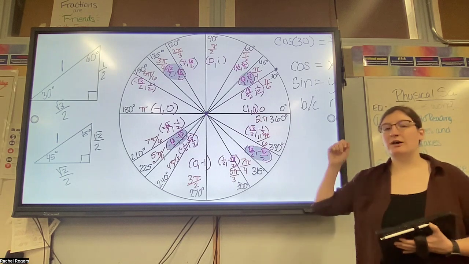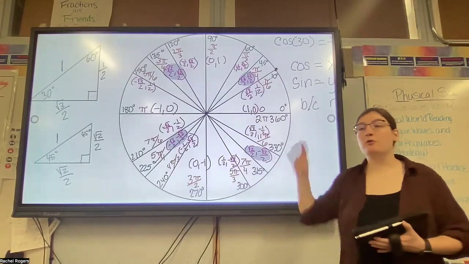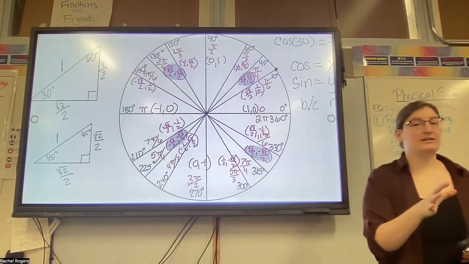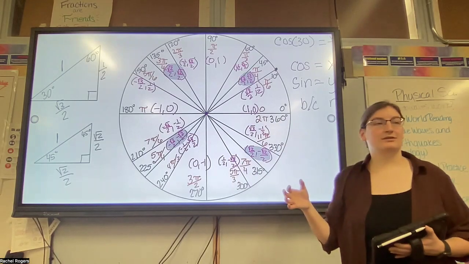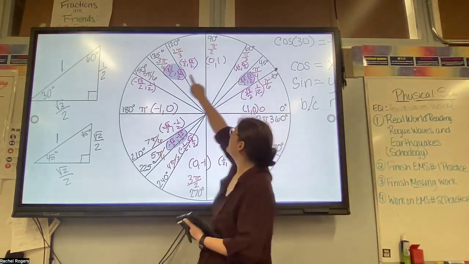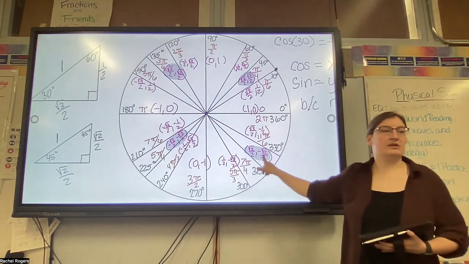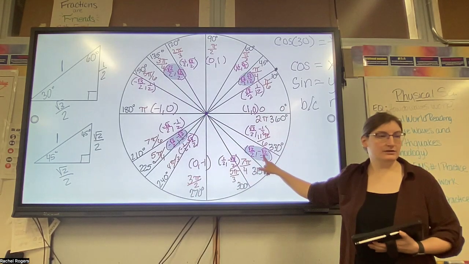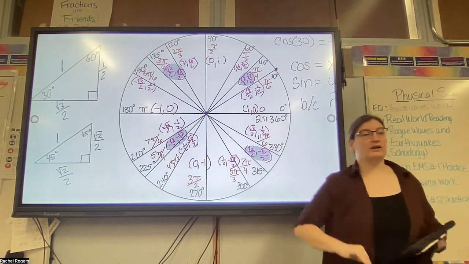How many times do we see root 2 over 2 repeat itself? 4 whole coordinates, so 8 times, right? How many of those are positive? How many of our 8 repeats, right? Because we have 1, 2, 3, 4, 5, 6, 7, 8. How many of our repeats are positive? 2, 3, 4, right? So you have 4 positives, 4 negatives.